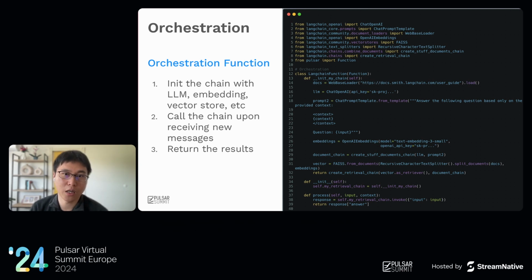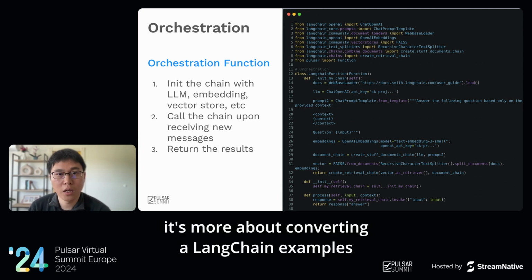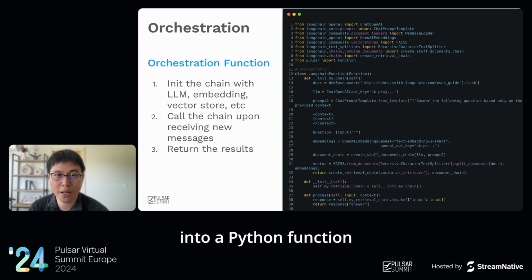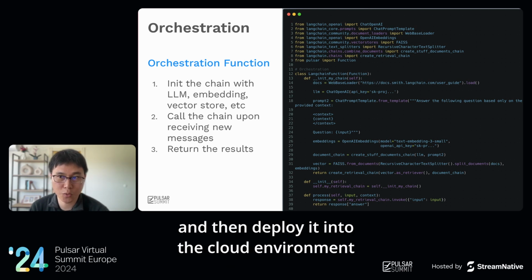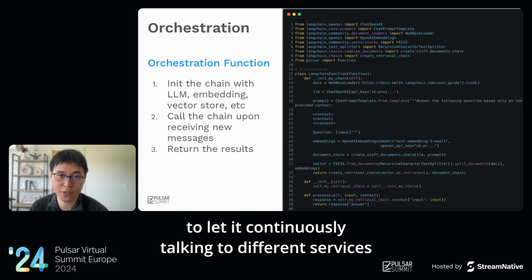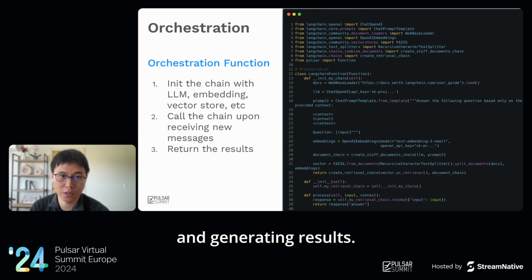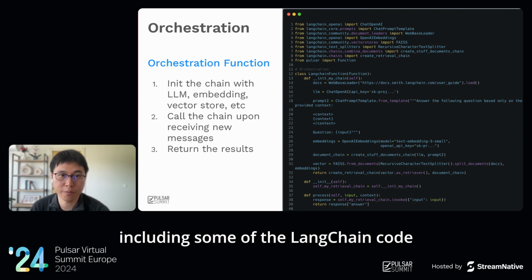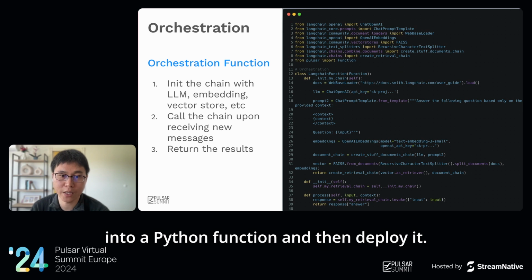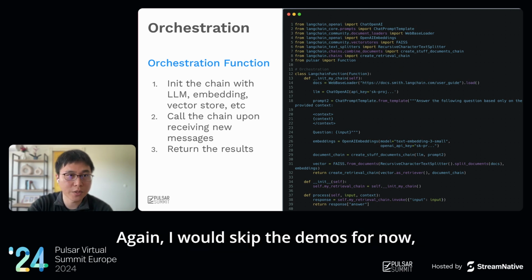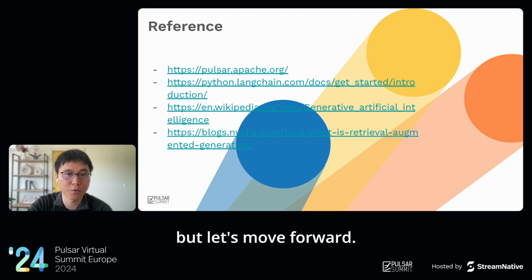And for the orchestration, it's more about converting a LangChain example into a Python function and then deploying it into the cloud environment to let it continuously talk to different services and generate results. You can see how intuitive and straightforward it is to embed some of the LangChain code into a Python function and then deploy it. Again, I will skip the demos for now, but let's move forward.